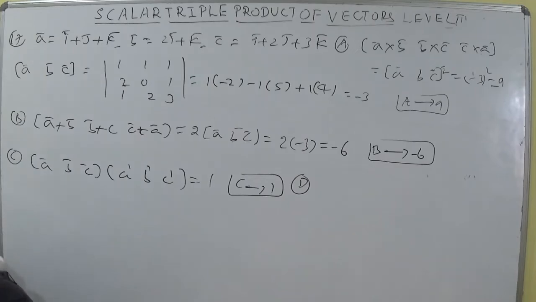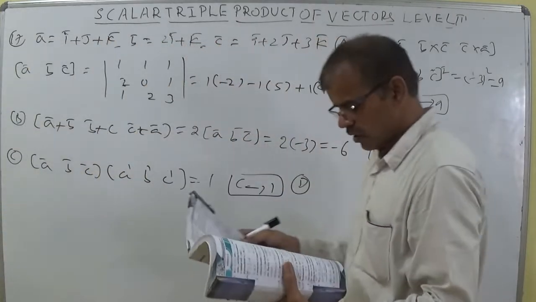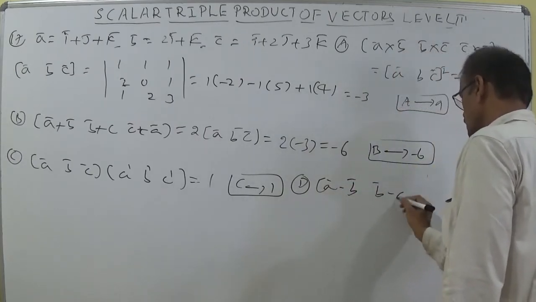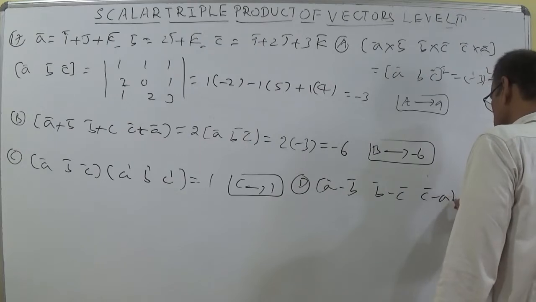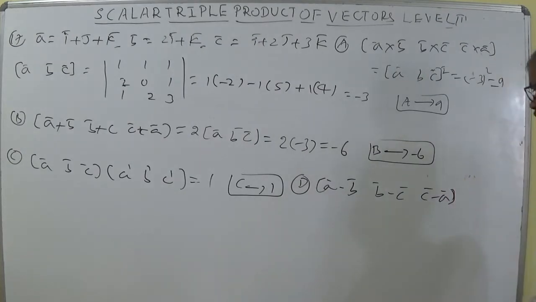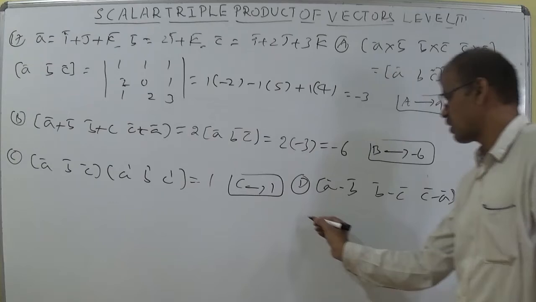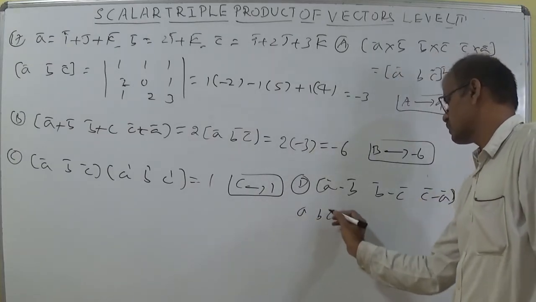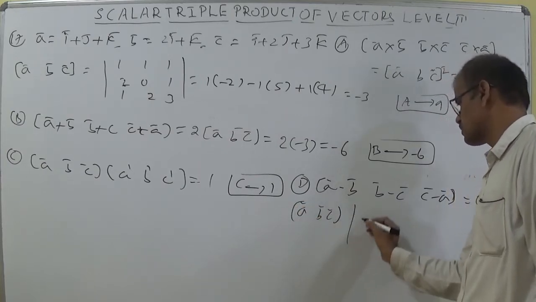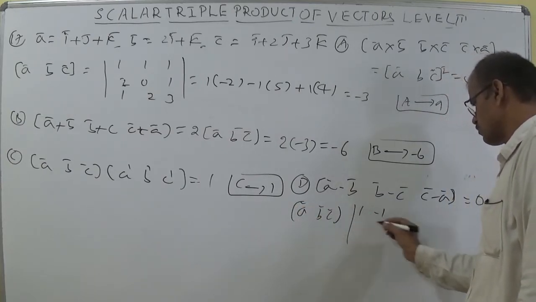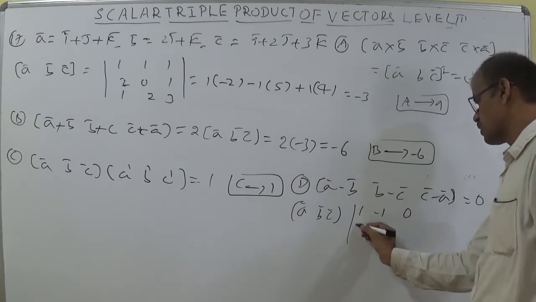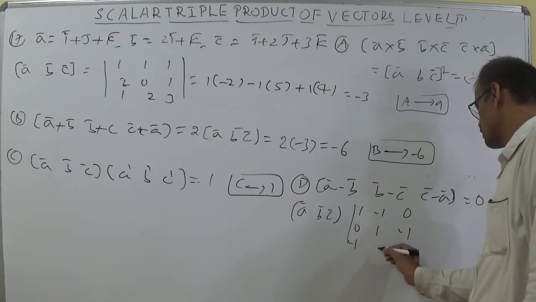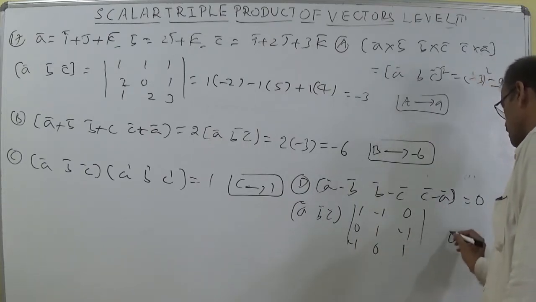Whatever the D value is, D is box A minus B, B minus C, C minus A. You take ABC common because all minus signs are there, you may get the value, it becomes 0. I think we discussed previously, otherwise you do like this. I am giving work to you. 1 minus 1, 0 here, 0, 1, minus 1, and here minus 1 and 0 and 1. You may get the value 0.